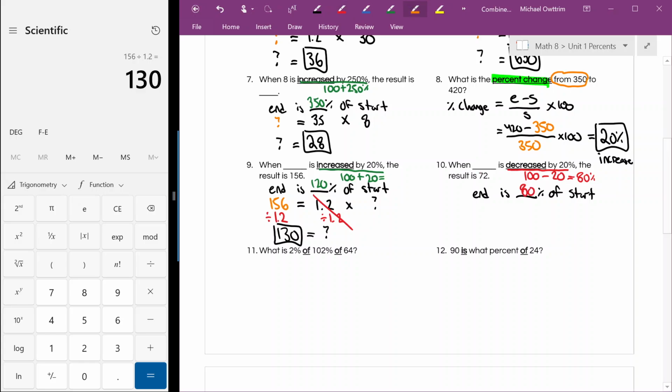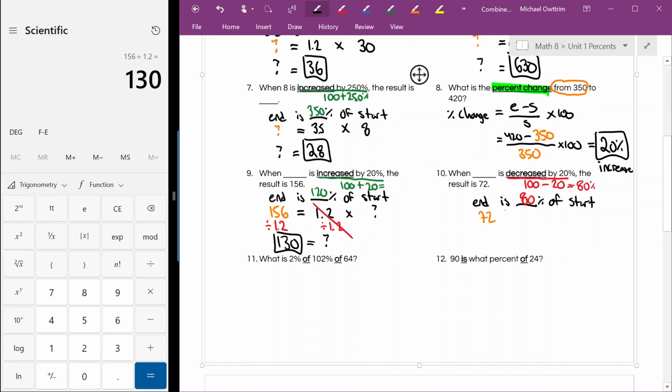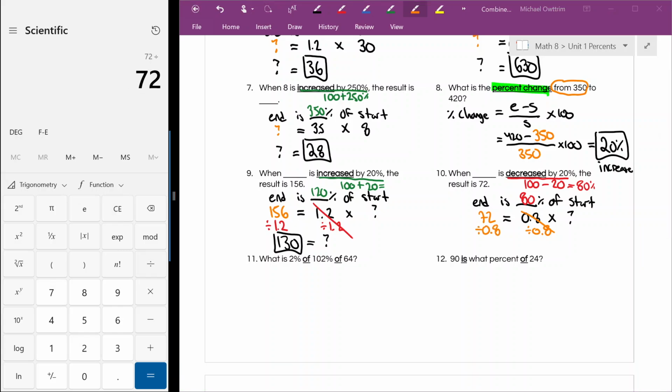Now again, our result is 72, so we know our end number is 72, and that equals our 0.8 as a decimal times our unknown starting value. Just like in our previous question, I need to solve this equation to get my question mark by itself on the right side. So I'm going to cancel out this multiplication by 0.8 by dividing by 0.8, and I'll keep things fair by doing the same thing to the other side. The calculation I need to do is 72 divided by 0.8, which is 90. And that will be the value of my unknown.